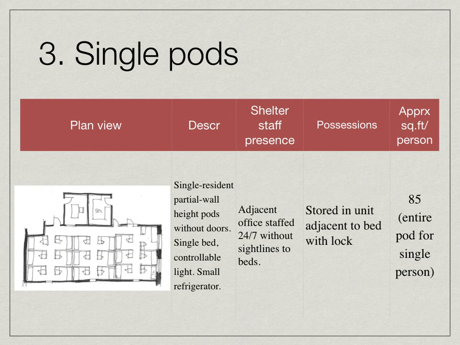The third type was single pods. These are 1 pod per resident without doors. They have a controllable light source, storage, a small refrigerator, and they have more square footage, about 85 square feet per person per pod. So those were the 3 types of spaces that I looked at.